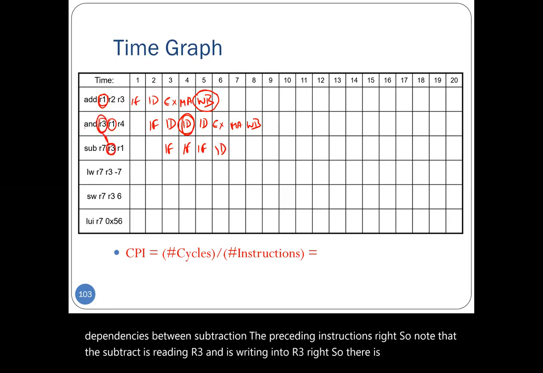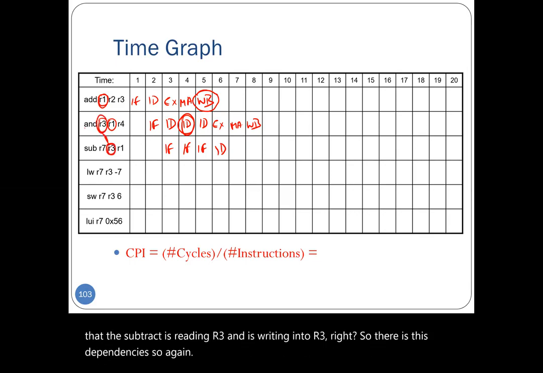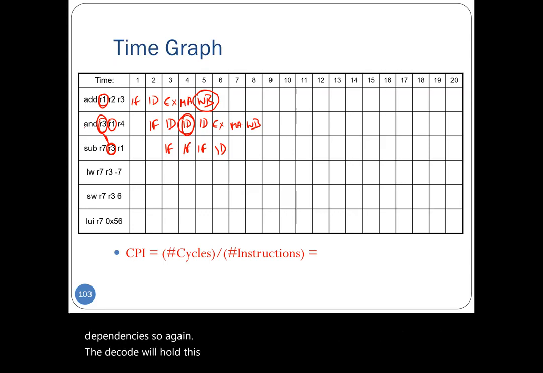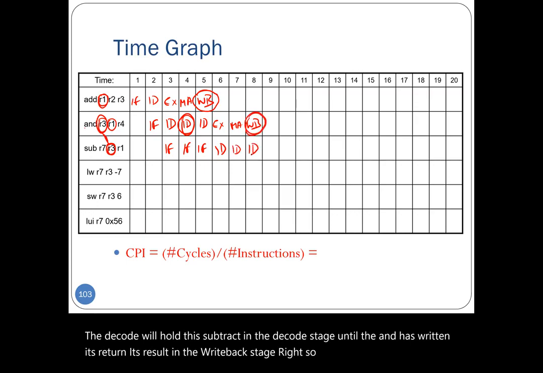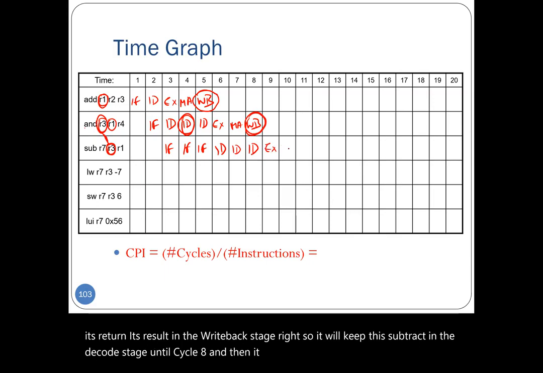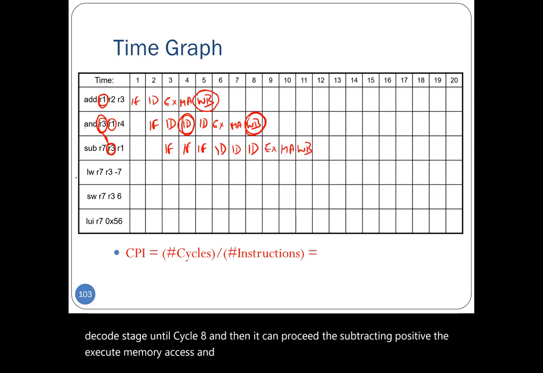So again, the decode will hold this subtract in the decode stage until the AND has written its result in the write back stage, right? So it will keep this subtract in the decode stage until cycle 8, and then the subtract can proceed to the execute, memory access, and write back. Okay. Next we have the load word.